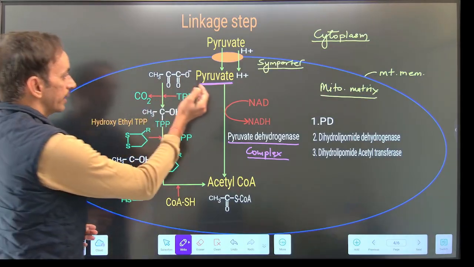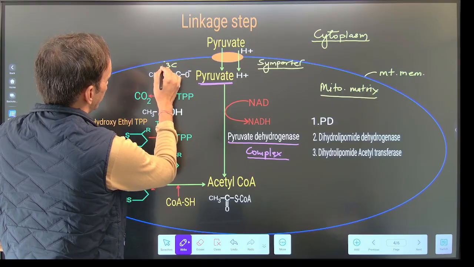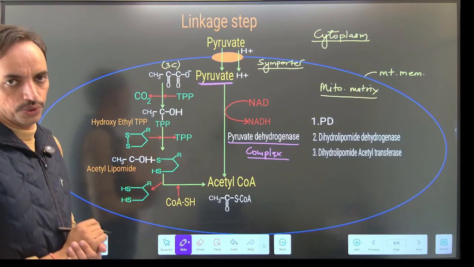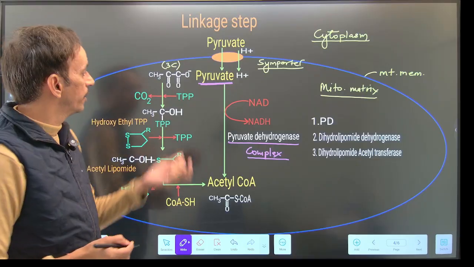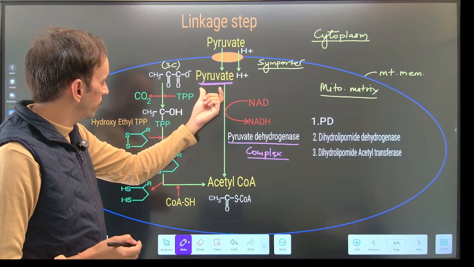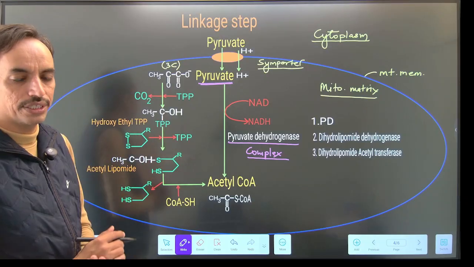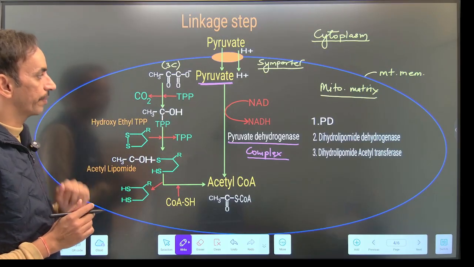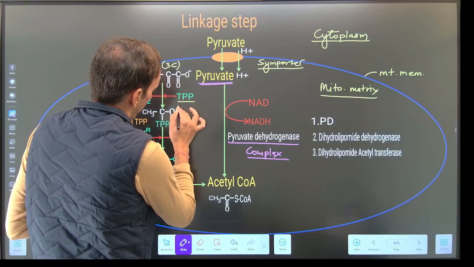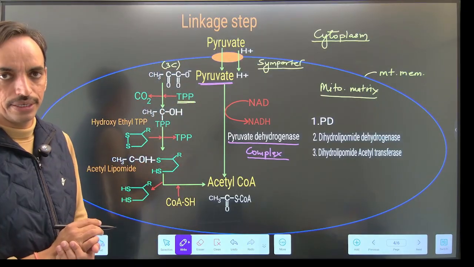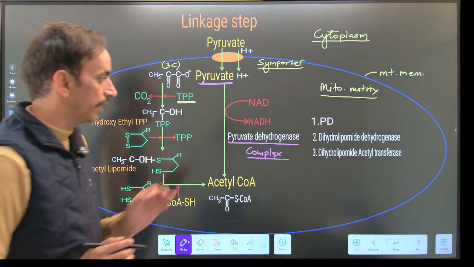First of all, there is a conversion of pyruvate. As we all know, pyruvate is a 3-carbon molecule, a pyruvic acid. So first of all, there is a conversion of this pyruvate into an intermediate called hydroxyethyl TPP. During this conversion, there is an addition of TPP. TPP is thiamine pyrophosphate.